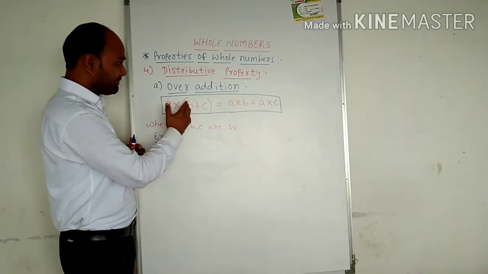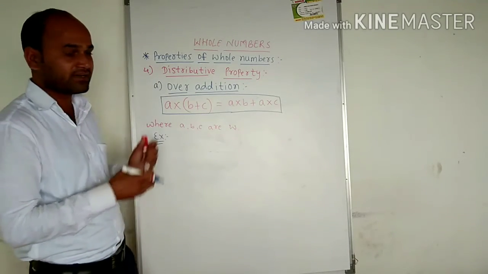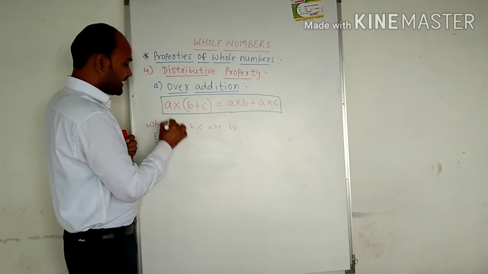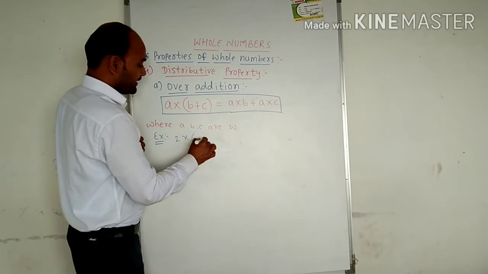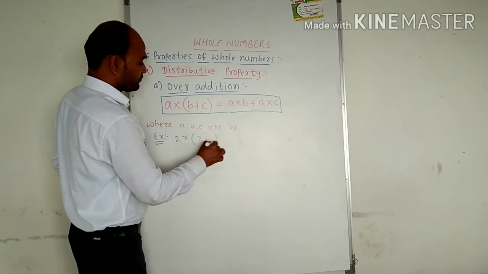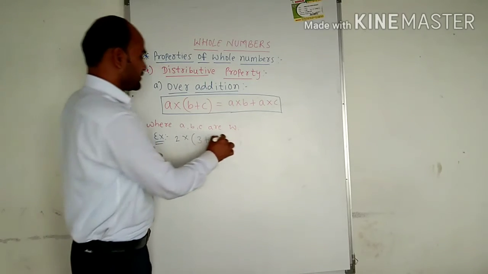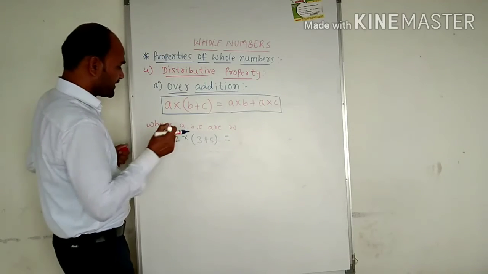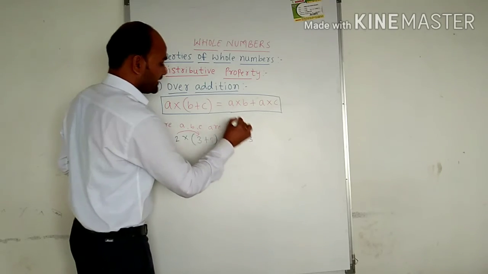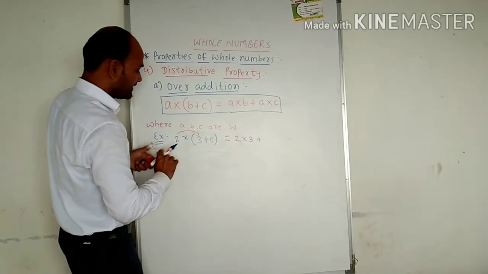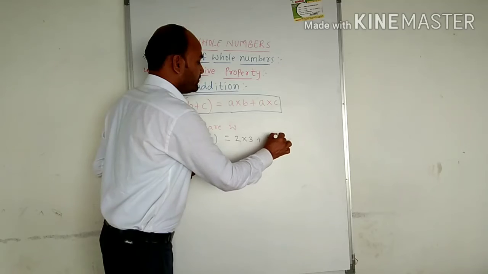So this is an example where A, B, C are three whole numbers. We can take one example to see how to solve this. Here A is 2, B is 3 and C is 5. With the help of this example, we can see how to solve it. First we multiply this 2 with 3, then the plus sign is there, and again this 2 is multiplied with 5. You multiply 2 with 5 and you will get the answer.